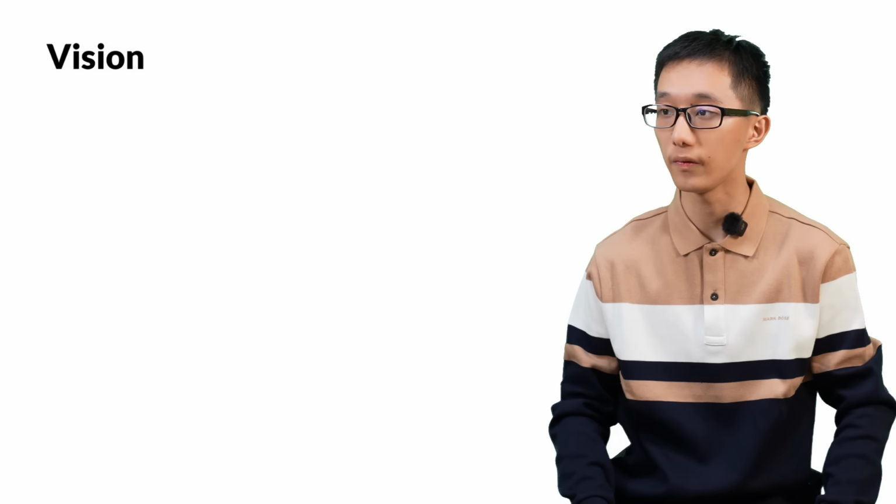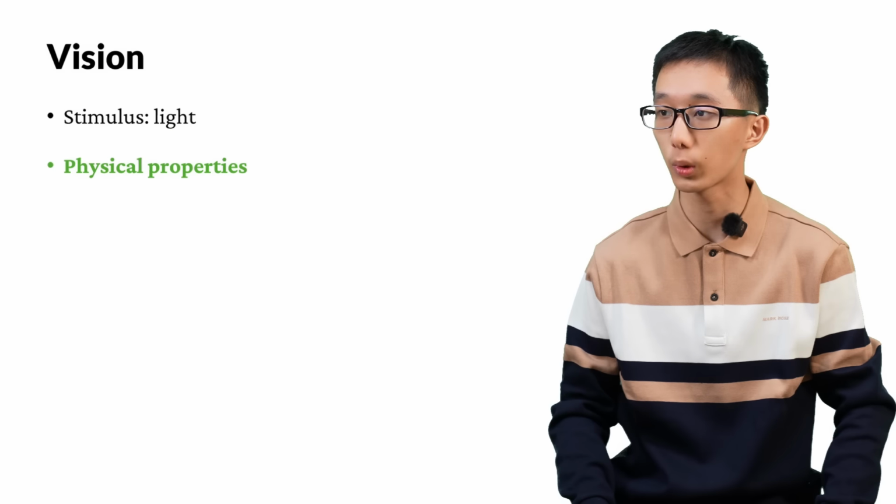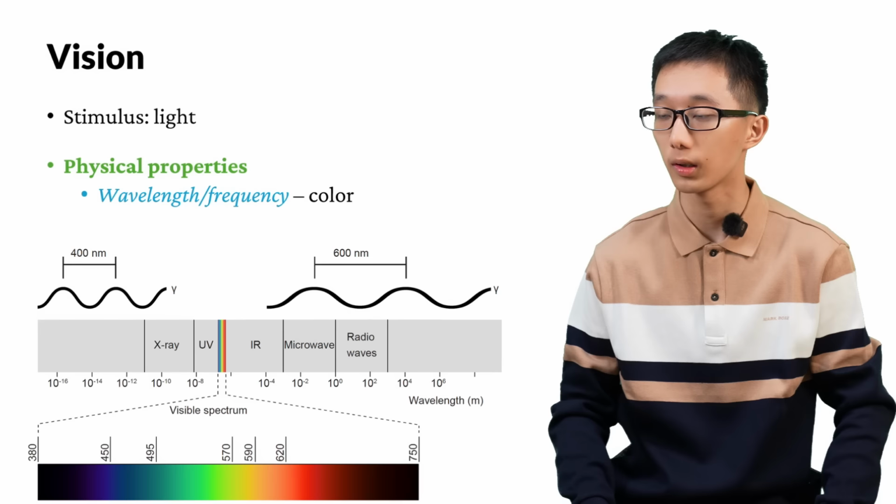Now let's get into vision. In vision, the stimulus that we are sensing is light. Light has several physical properties that we would like to know. Firstly, wavelength or frequency. Different wavelengths or different frequency signifies different colors, well, at least in the visible spectrum. There are other frequencies that we cannot see, for example, ultraviolet or infrared. Inside the visible spectrum, the frequency determines the color.